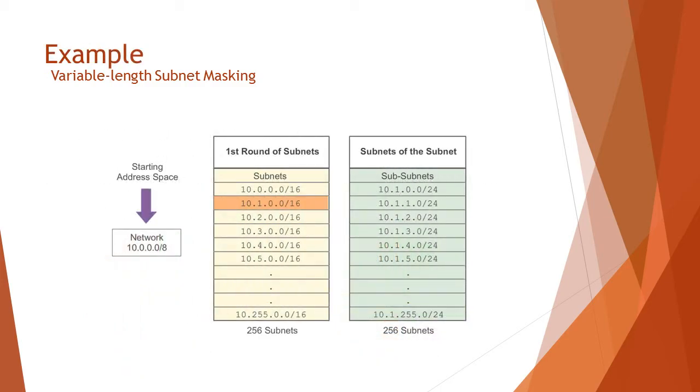Here we can appreciate an example of VLSM, where we start with a network address of 10.0.0.0/8, and next we borrow 8 bits from the host portion in order to subnet it into 256 subnets with a /16 prefix length. And finally, we borrow 8 more bits in order to subnet the previous subnet and consequently have 256 subnets per subnet from the previous level, with a /24 prefix length.